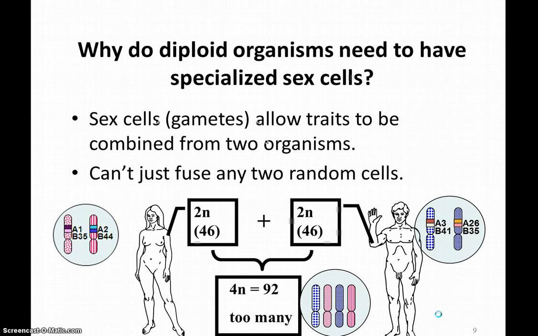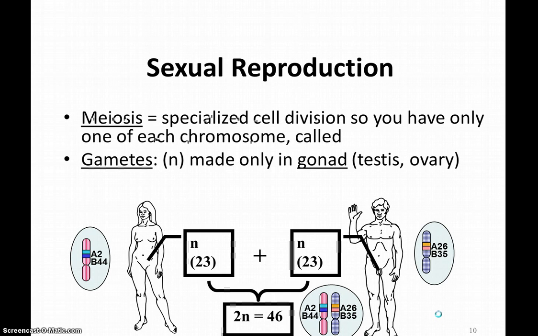You can't fuse any 2 random cells. It's got to be sex cells. So we've got to go through meiosis, make those sex cells, put them together, and then our offspring will be diploid again. So meiosis is that specialized cell division so that you only have 1 of each chromosome, or you're haploid. These gametes, or sex cells, are made only in the gonads. In a male, the testes, in the female, the ovaries.